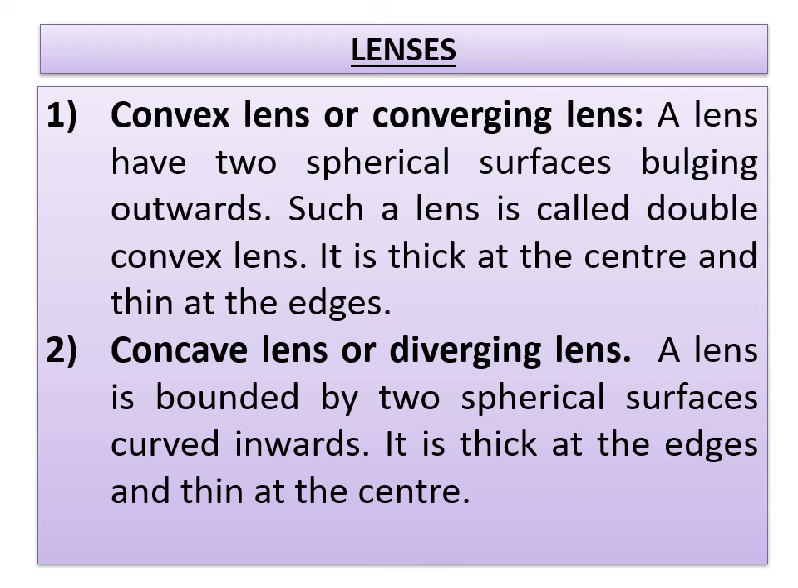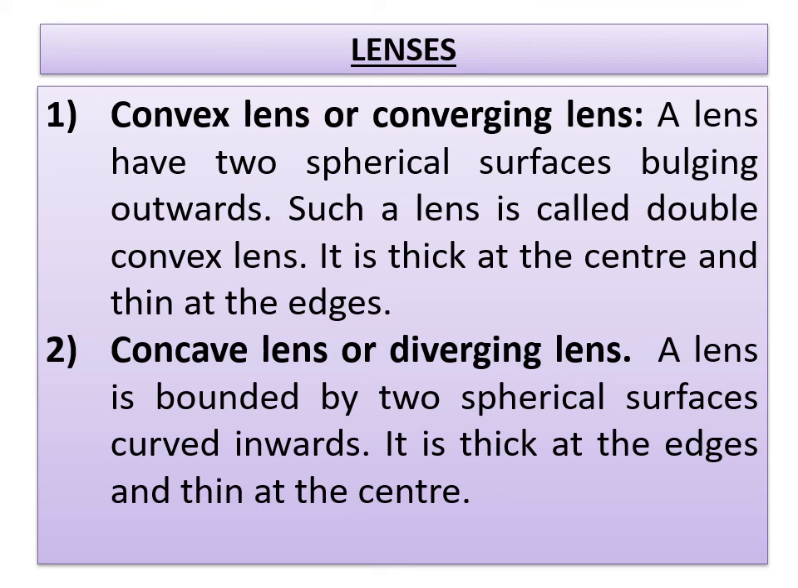So you have to remember two types of lenses that we are going to learn in this 10th standard. That is convex lens, or we can call it a converging lens. A lens having two spherical surfaces bulging outwards. This point you have to remember: convex means bulge out surface as a refracting surface. Such a lens is called double convex because both the sides are bulging out. And you have to remember one more point, that it is thick at the center and thin at the edges. And one more, concave lens or diverging lens.